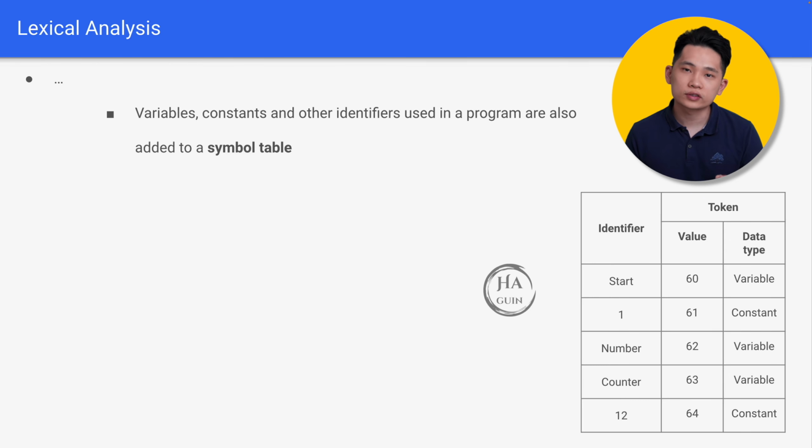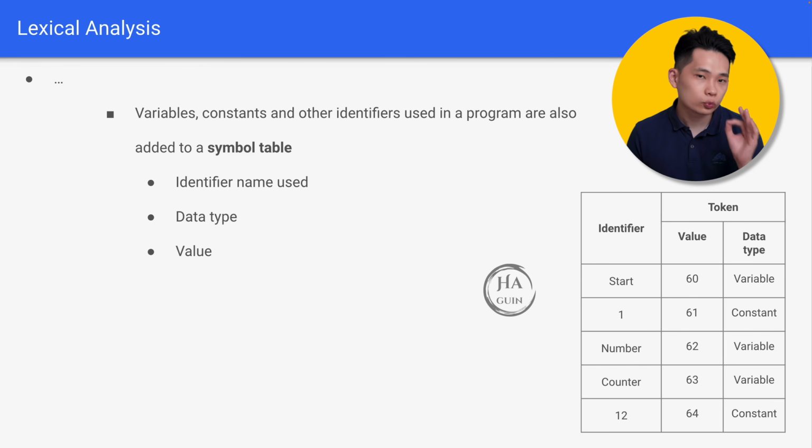The next table that we use will be symbol table. Variables and constants and other identifiers used in a program are also added to a symbol table. You can think of it this way. We will use 2 tables, which are keyword table shown on the previous slide, as well as symbol tables to get their corresponding tokens. Inside the symbol table, we will have the identifier name used, data type, and value. So this value is actually the token value.